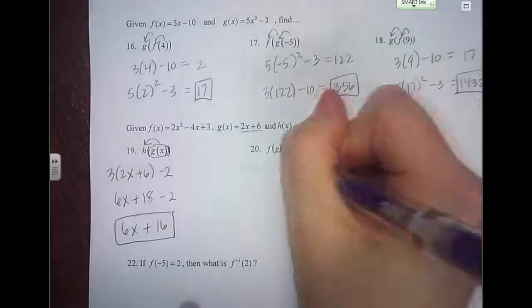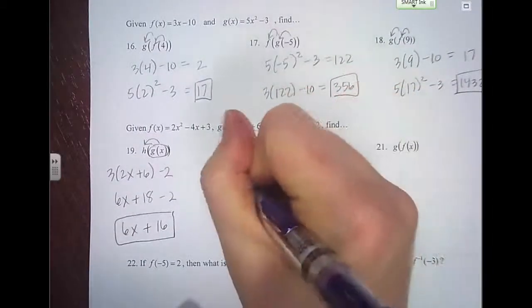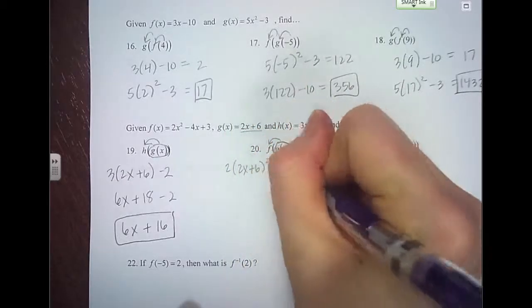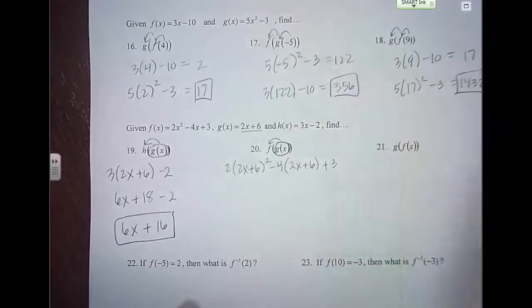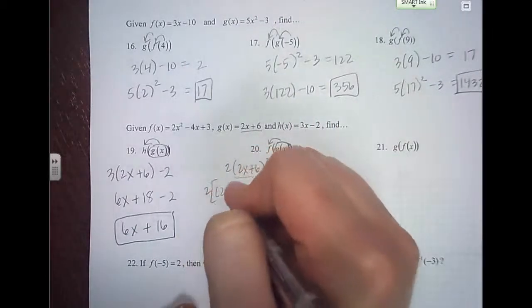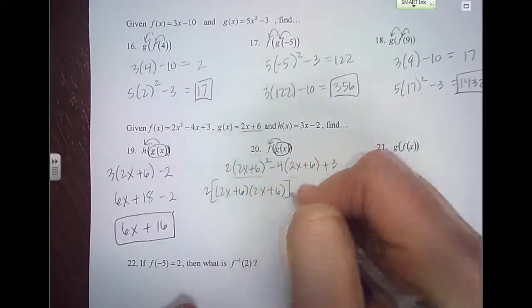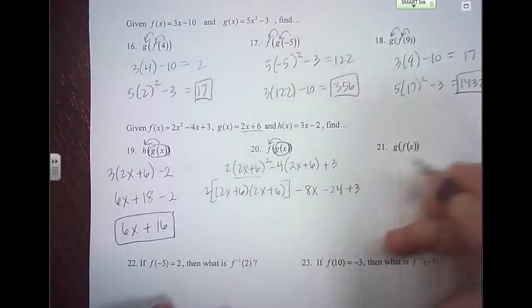Okay, number 20. Take the entire G equation, put it into F. So I have 2 times (2x plus 6) squared minus 4 times (2x plus 6) plus 3. Now again, be careful here. You have to write that out twice. (2x plus 6) times (2x plus 6) minus 8x minus 24 plus 3.